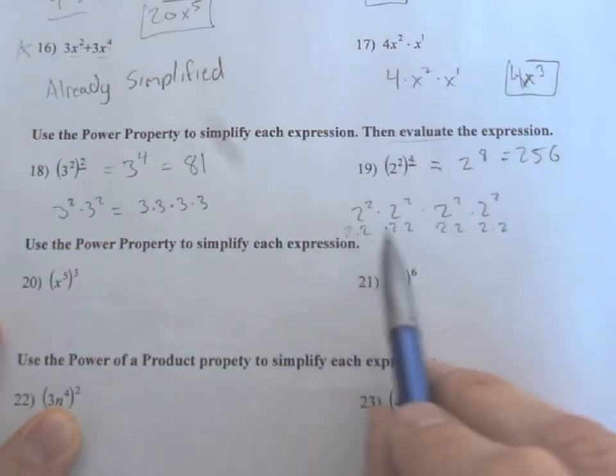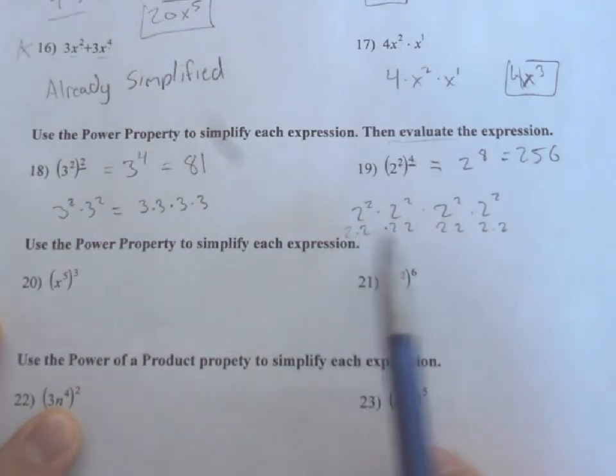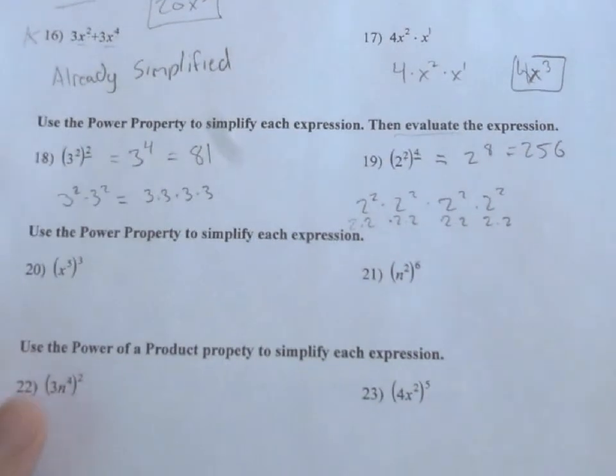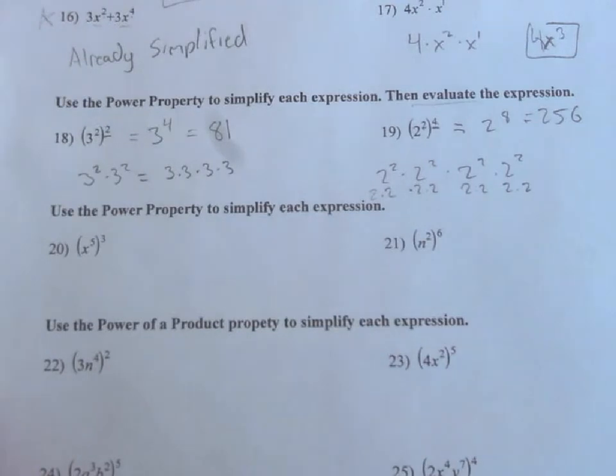So I end up with 1, 2, 3, 4, 5, 6, 7, 8, right? In other words, I have 4 groups of 2 2s. 4 groups of 2 is 8 altogether, okay? And you could do the same thing here. You could expand these, but we're not going to because these numbers are getting kind of big.